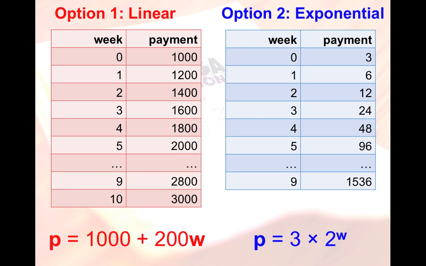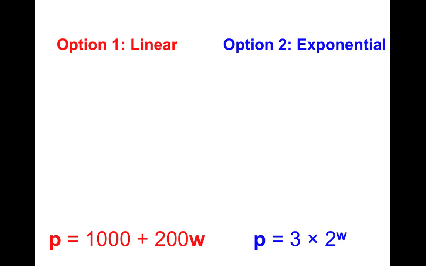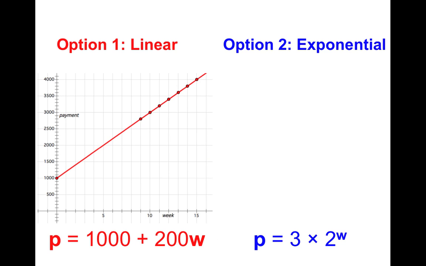Now something important is going to happen here in week 10. In option 1, we'll get $200 more, so $3,000. In option 2, we'll double that amount, and we'll get $3,072. Week 10 is the first time we're receiving more money under option 2 than we did under option 1. In the linear function, we just keep adding the same amount every time, and the graph looks like a line. In the exponential option, we double the amount every time.